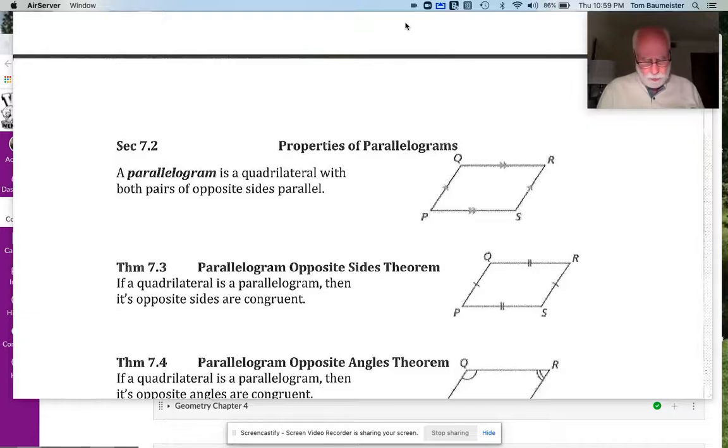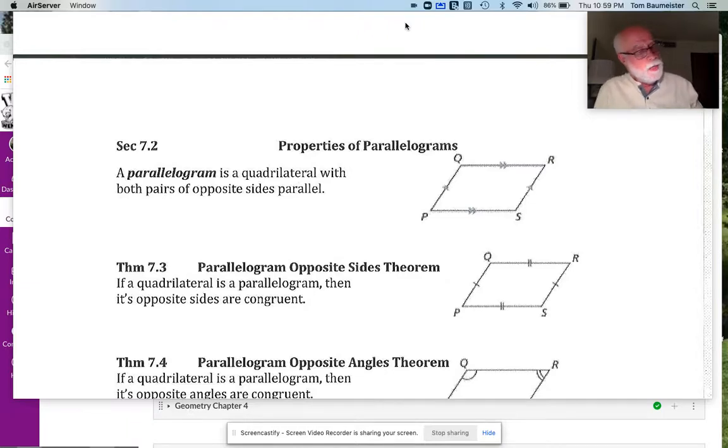So section 7.2 is properties of parallelograms. A parallelogram is a quadrilateral with both pairs of opposite sides parallel. Again, if we look at this right here, we see that we have an arrow here and here. Those are the same, and 2 arrows here and 2 arrows here. So they're telling us that those are parallel.